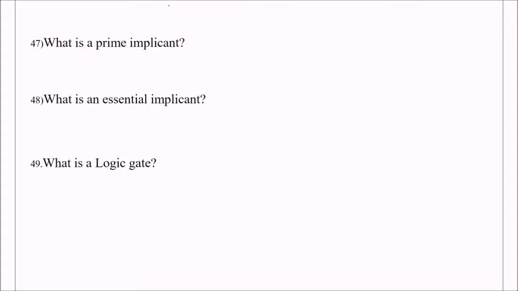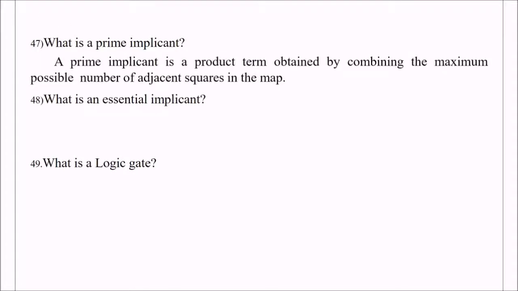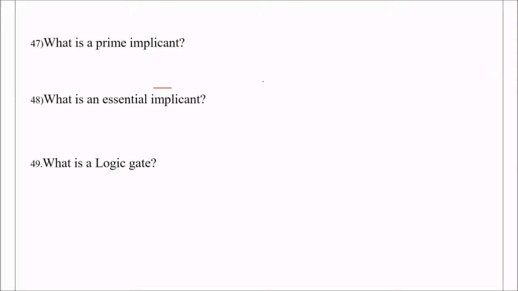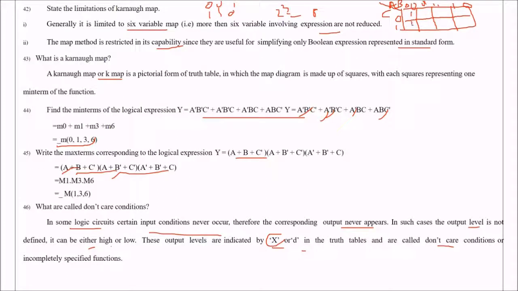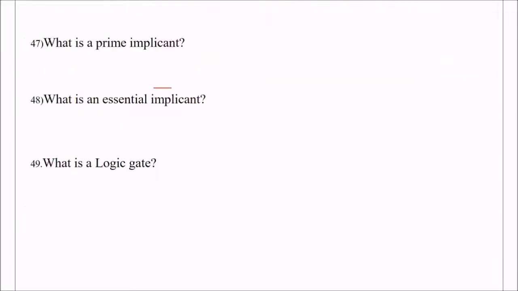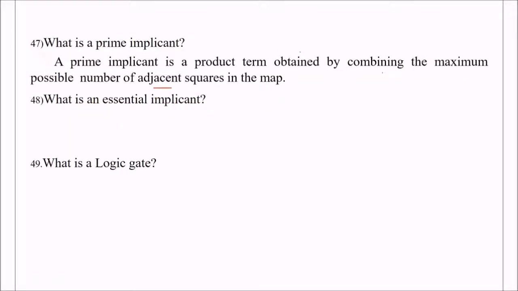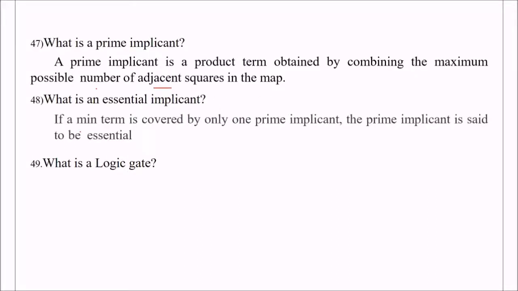What is prime implicant? A prime implicant is a product term obtained by combining the maximum possible number of adjacent squares in the map. For example, if we have 1 here, 1 here, 1 here, 1 here, how can we combine? We can combine all these 4. For example, if I just have this one and this one, we cannot combine them. So prime implicant will be the combination of the maximum possible ones. So the prime implicant is a product term obtained by combining the maximum possible number of adjacent squares in the Karnaugh map.